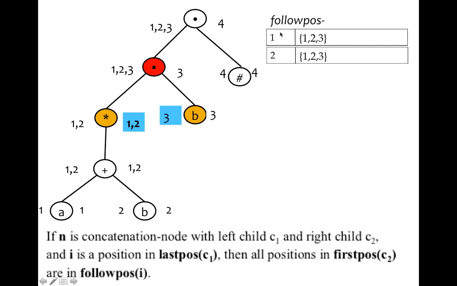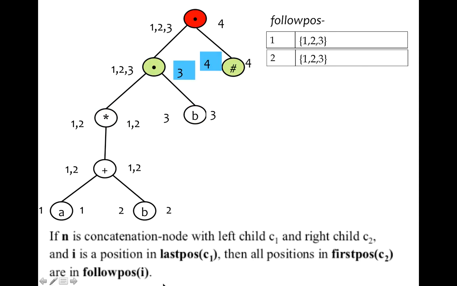Considering this rule, now we'll consider i as 1, which is in the last position of C1. So all the nodes in the first position of C2 will be considered in the follow position of 1. Similarly, now we'll consider i as 2. If i is in last position of C1, then all the first positions in C2 will be considered in follow position of i, hence 3 is included here.